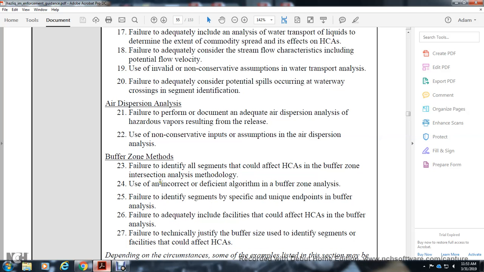24. The intersection analysis method uses an incorrect or deficient algorithm for the buffer zone analysis. 25. Failure to identify the segment, specifically unique endpoints, of the buffer analysis. 26. Failure to adequately include the facility that could affect the high consequence area in the buffer analysis. 27. Failure to technically justify the buffer size to identify the segment or facility that could affect the high consequence area.